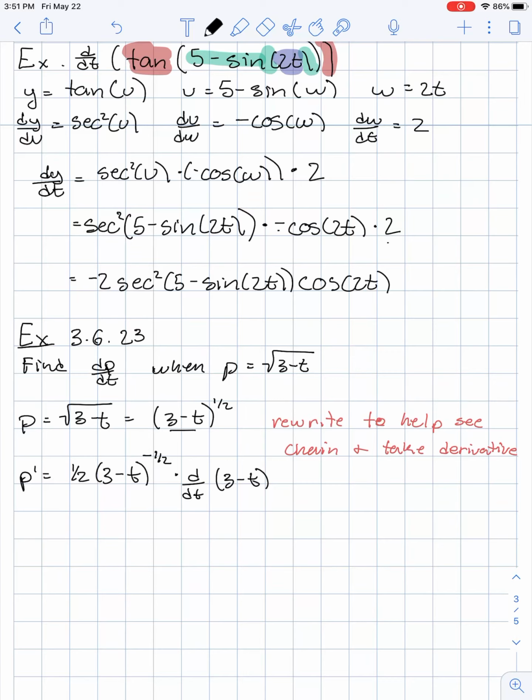So it sometimes is nice to do it step by step. Take one derivative at a time. It might feel a little overwhelming to take a lot of derivatives in one equation. You might fumble over yourself. So that's why sometimes we write it like this. So then I can write p prime as 1/2 times 3 minus t to the negative 1/2. And then I can simplify d/dt of 3 minus t to do what?